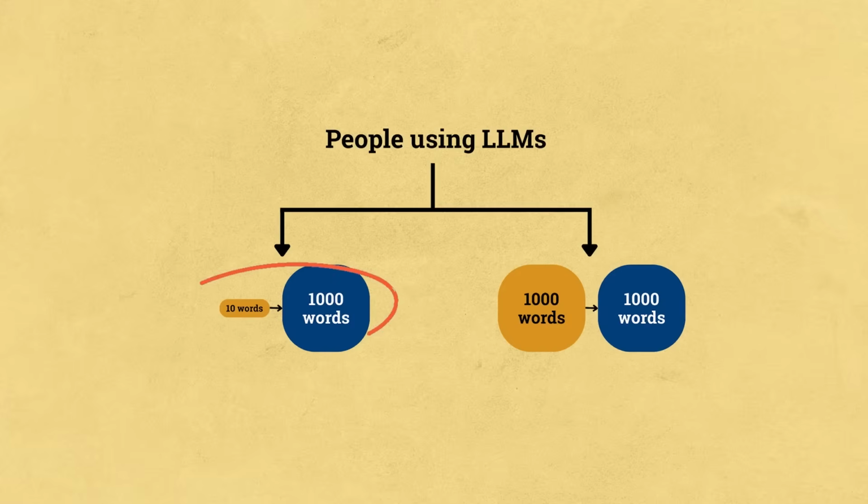I also talked about it in this video here, where I said that you can use AI to increase the quality of your input in order to help you improve the quality of your output. 99% of the people currently are stuck at this 10-words-for-1,000-words level.